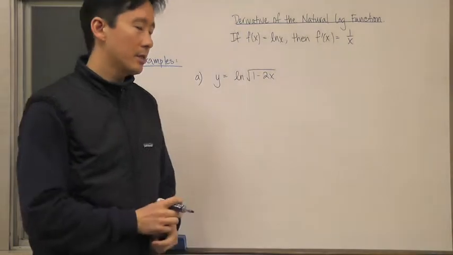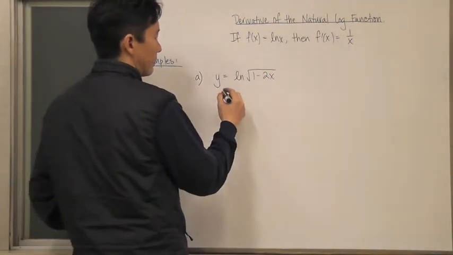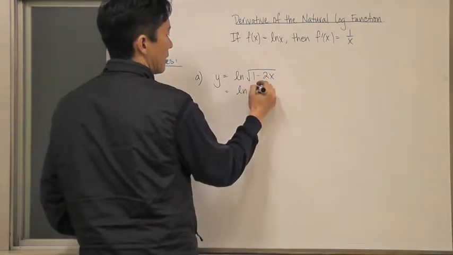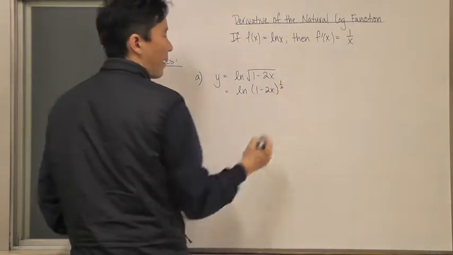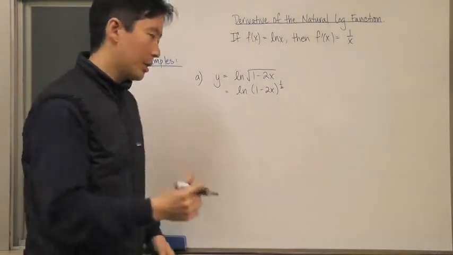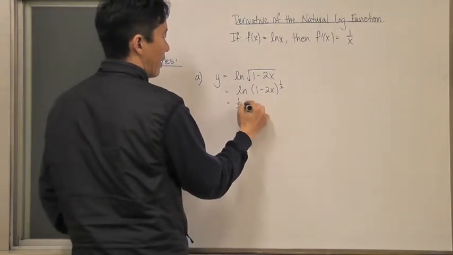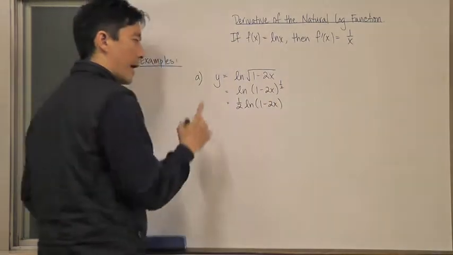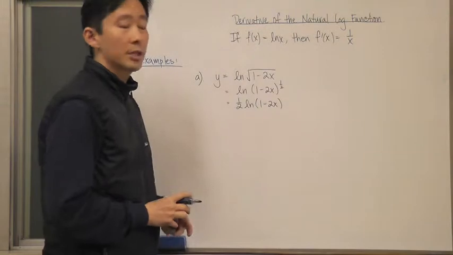Now, the nice thing about logarithms is that you have your logarithmic rules. So what I can do is change this and say that this is the same thing as the natural log of 1 minus 2x raised to the 1/2 power. Now, using my rules of logarithms, this is equivalent to saying 1/2 times the natural log of 1 minus 2x. Now notice that that right there is going to be much, much simpler to differentiate.